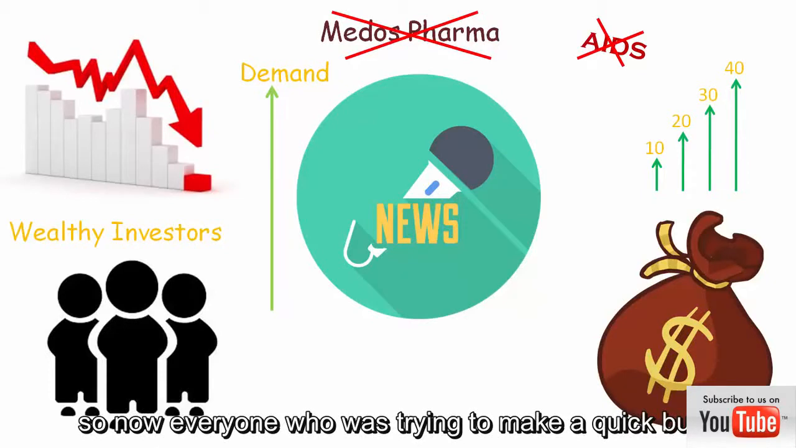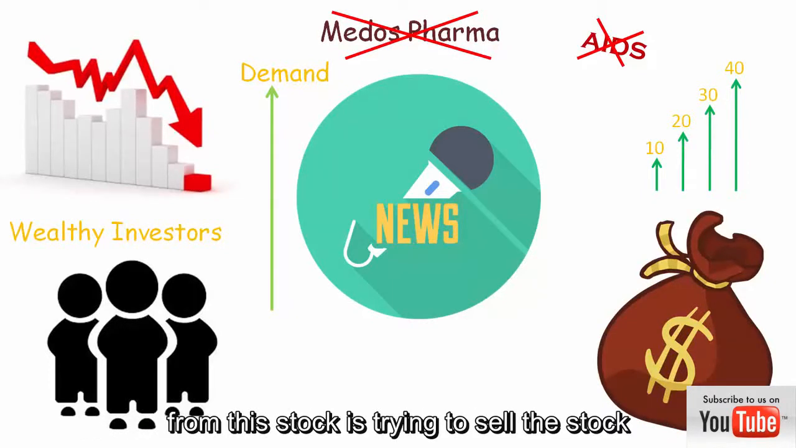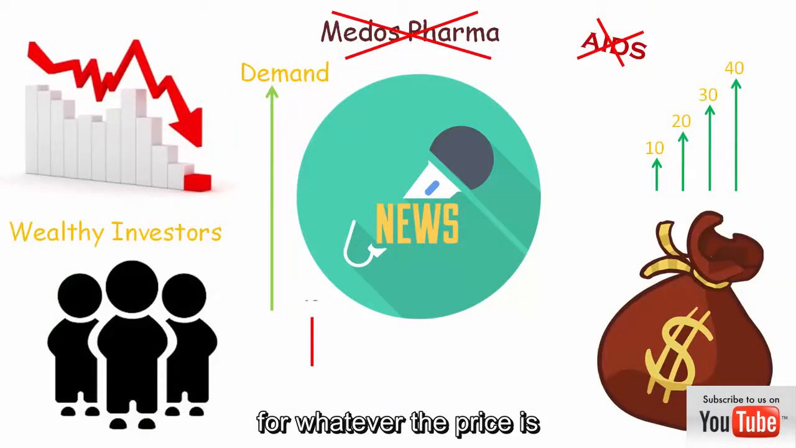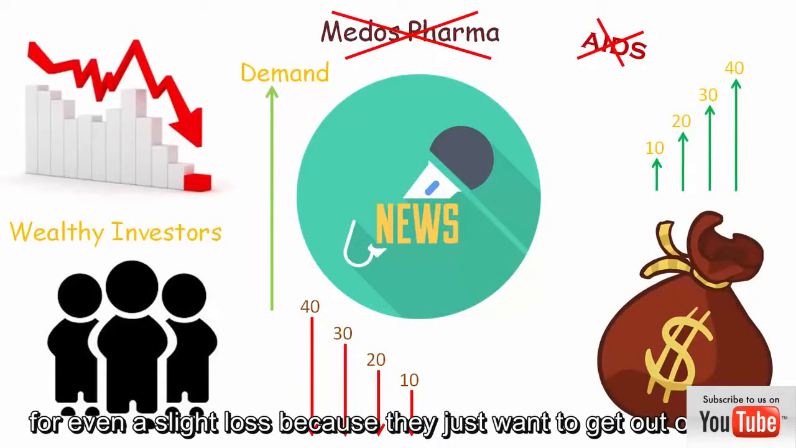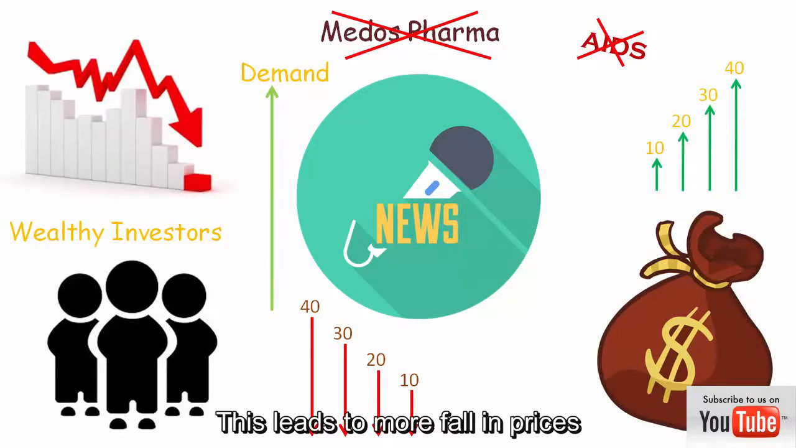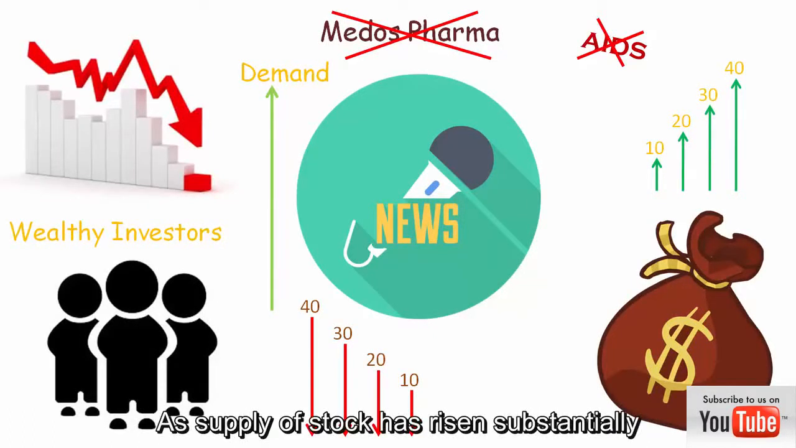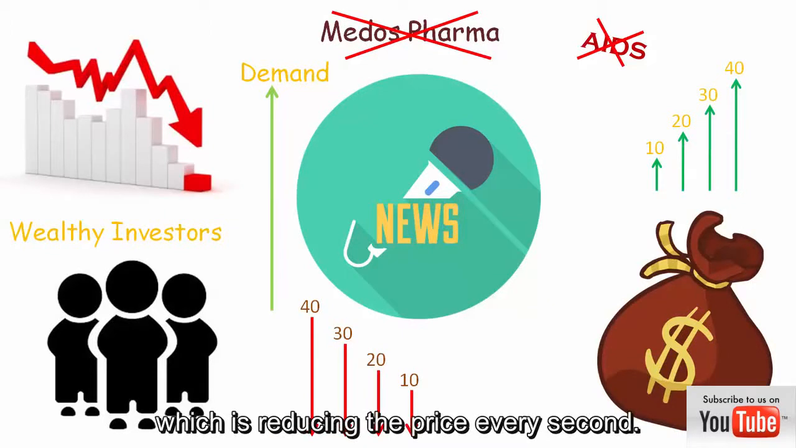So now everyone who was trying to make a quick buck from the stock is trying to sell the stock for whatever the price is. The news is so bad that people are selling the stock for even a slight loss because they just want to get out of that stock and secure their money. And this leads to more fall in prices as the supply of stock has risen substantially and no one wants to buy the stock, which is reducing the price every second.